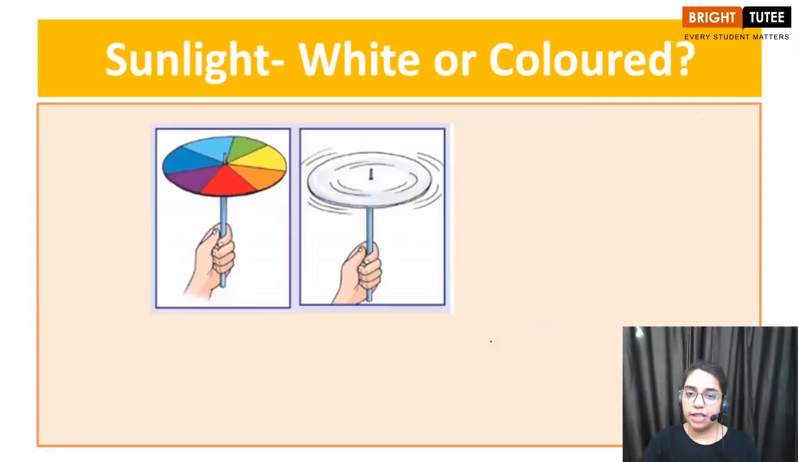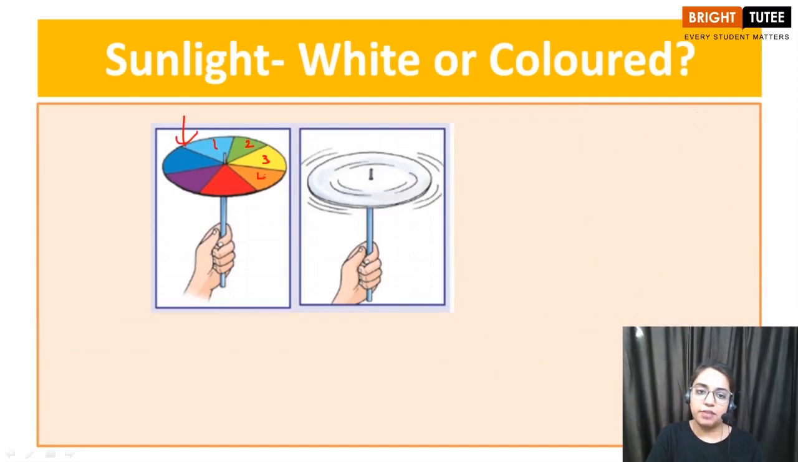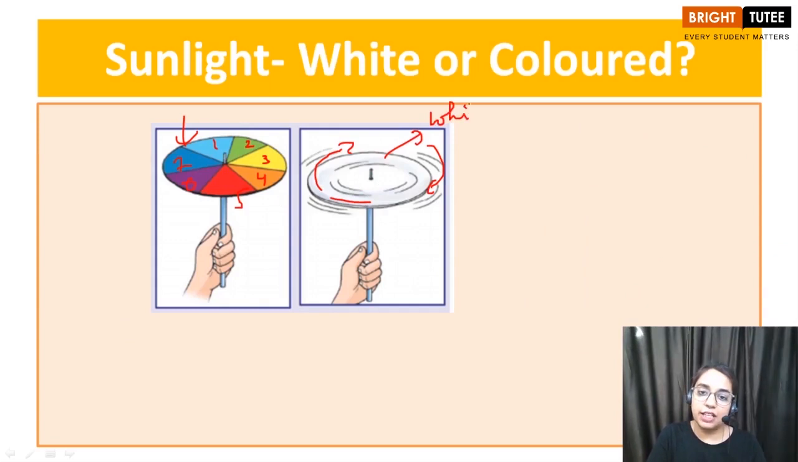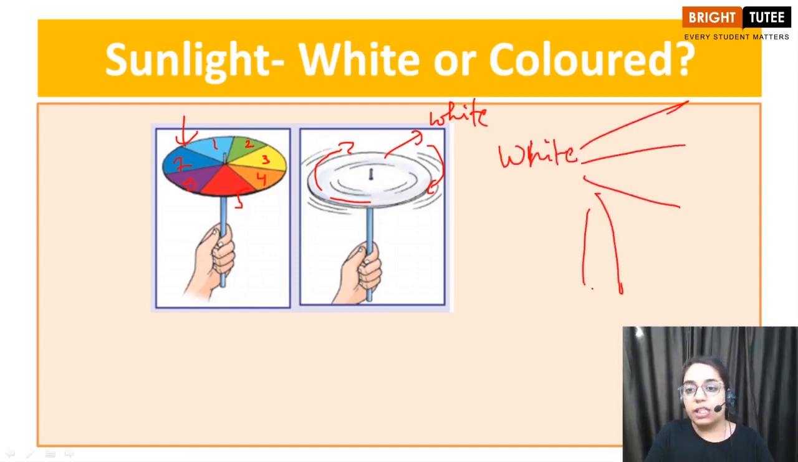So let us understand this with the help of this picture. So we have taken this circular cardboard piece and colored each segment with the colors of the rainbow. Okay, and now we are rotating it, and you will observe that when it is rotating, we can see only white color. That is, all the 7 colors have blended in, and we can see that they have formed the white light. Okay, and this activity again proves that white light is actually a mixture of 7 different component colors. Okay.